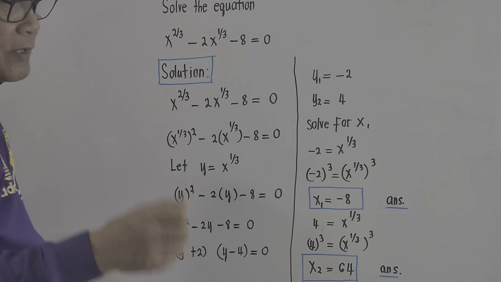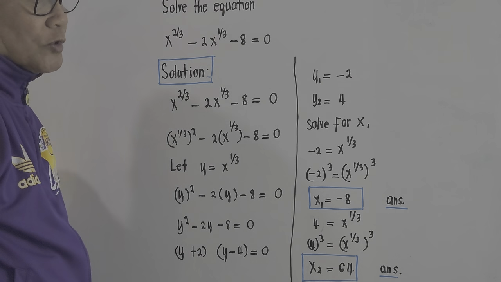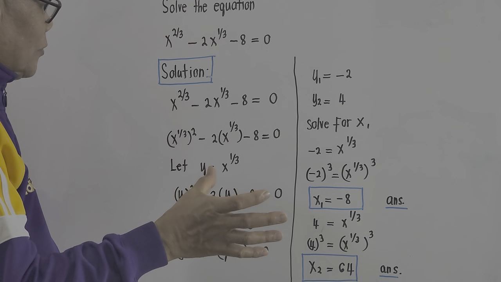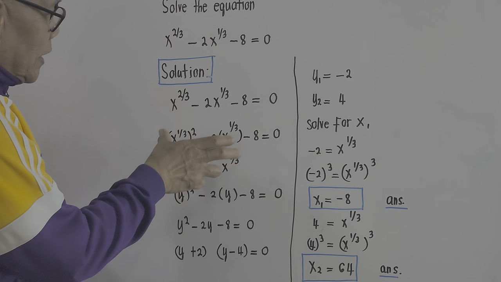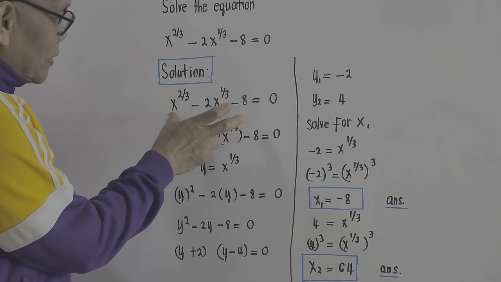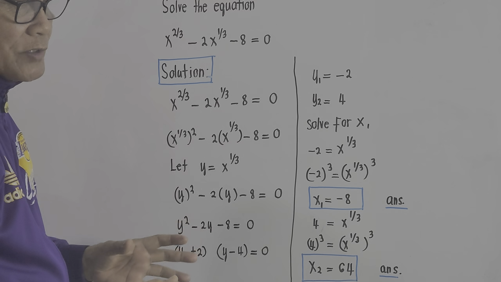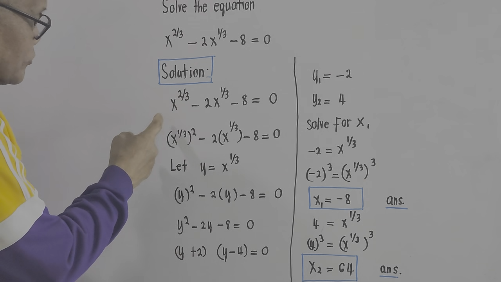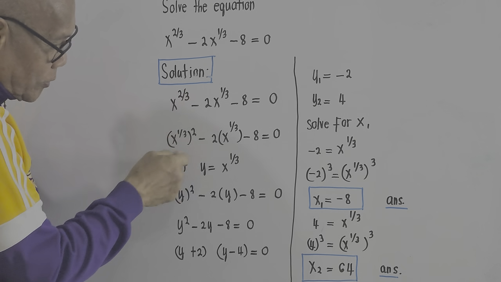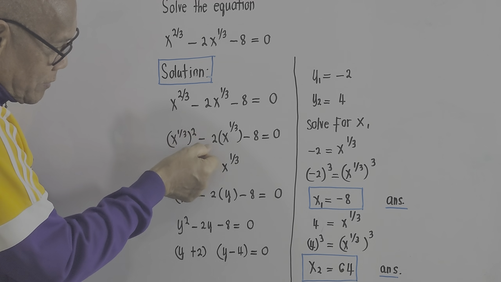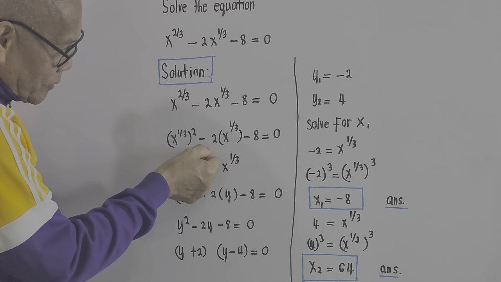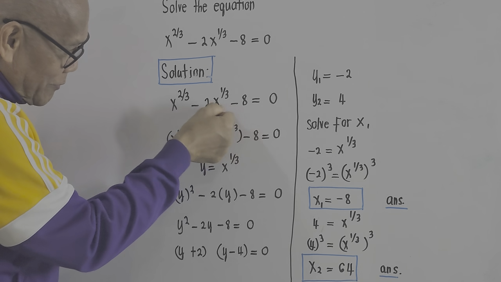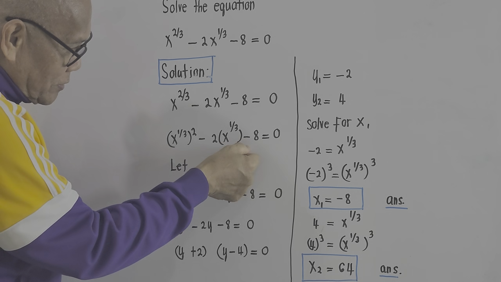So by using our knowledge of the so-called concepts of laws of exponent, I will try to bring out the solution. I will rewrite the given equation. Then I will try to manipulate, by using our knowledge of the concept of laws of exponent. x raised to the 2/3 can be written as x raised to 1/3, all quantity squared, minus 2 times the quantity x raised to 1/3. I maintain this one, minus 8 is equal to 0.